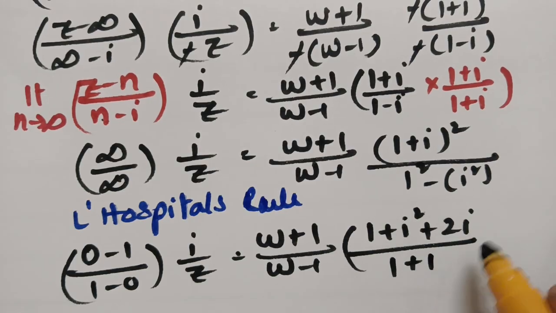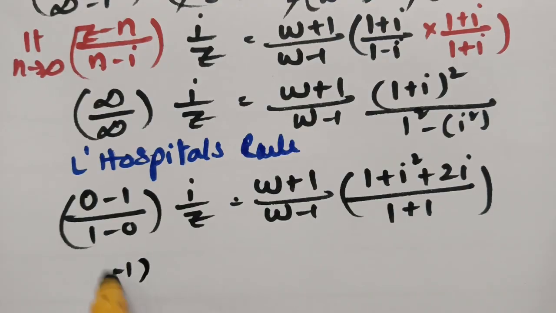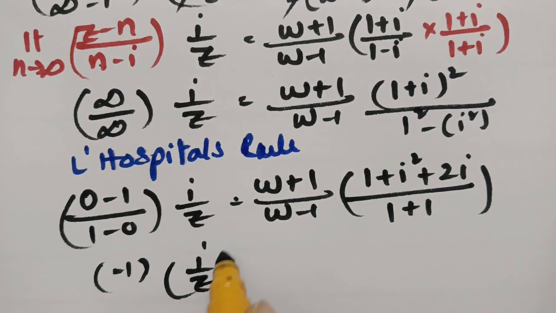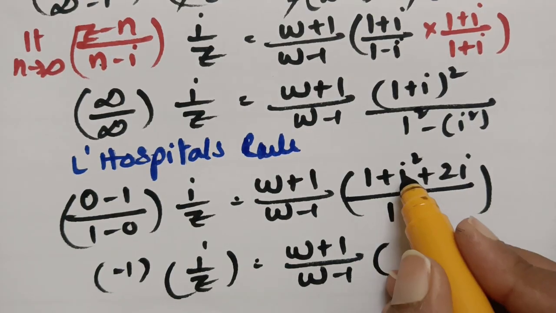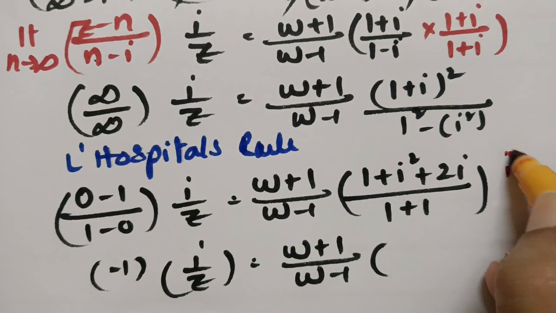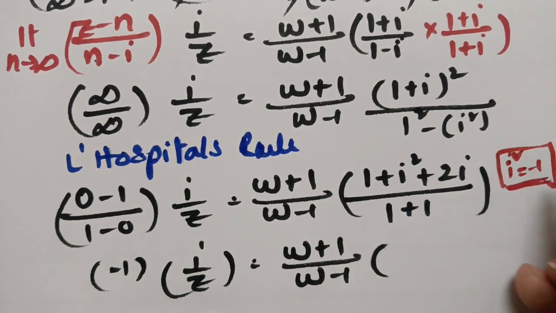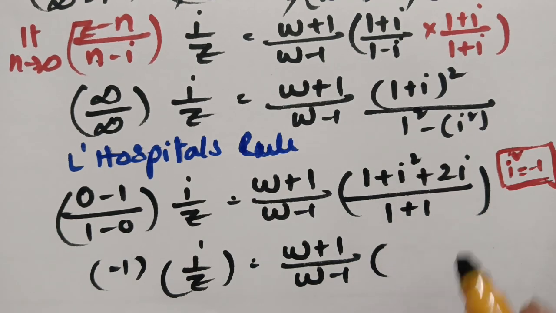Minus of minus, this value is plus 1. So here 0 minus 1 by 1 is minus 1. This is i by z, so this value is w plus 1 by w minus 1. As you know, the i square value here is minus 1. So I am substituting minus 1 here.